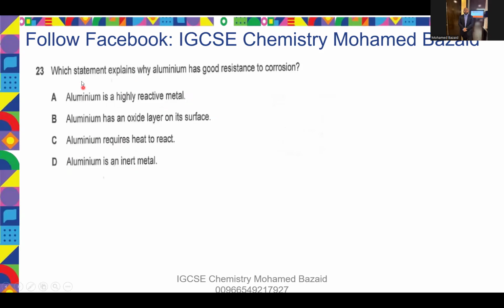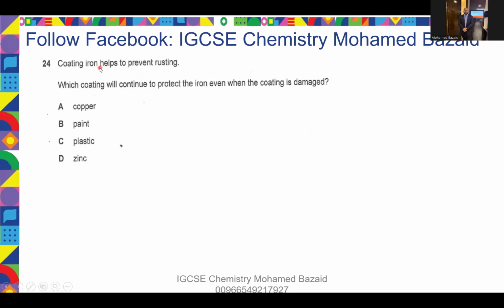Question 23. Which statement explains why aluminium has a good resistance to corrosion? As you know, aluminium has a layer of aluminium oxide on its surface. This is the true one. Letter B is correct. Question 24. Coating iron helps to prevent rusting. Which coating will continue to protect the iron even when the coating is damaged? This is sacrificial protection. And as you know, sacrificial protection is by zinc. So 24, the answer is D.